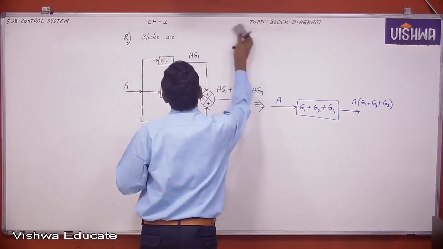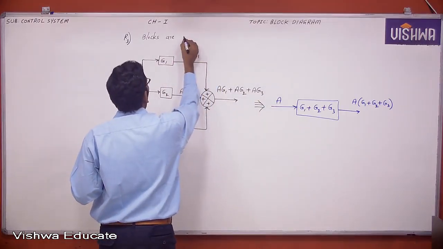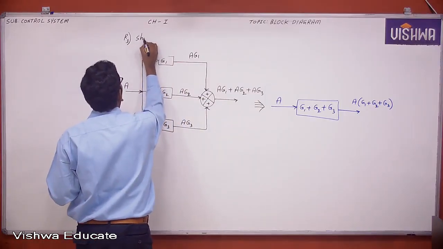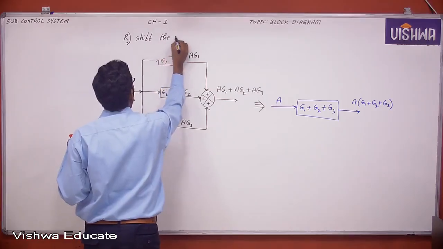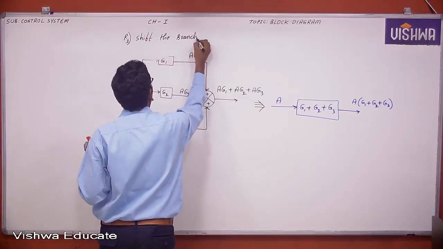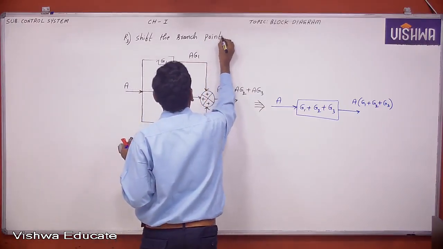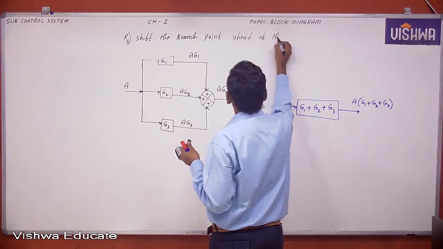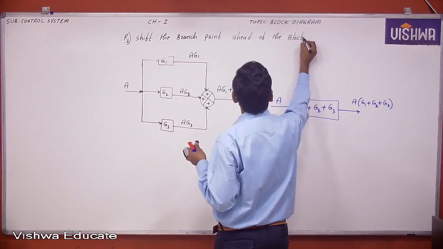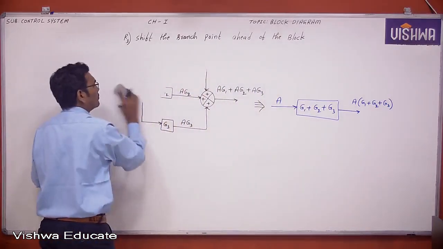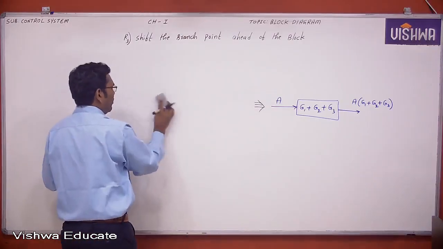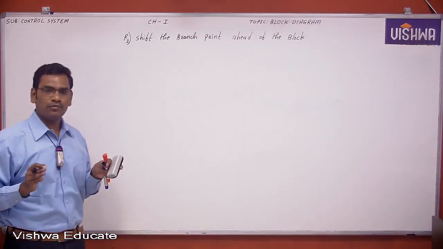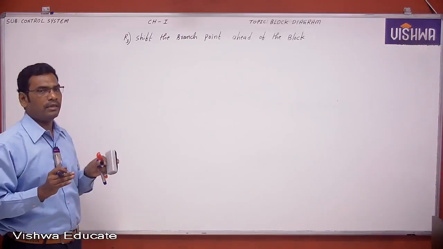Now, shift the branch point ahead of the block. Now if the situation is like this, what is the purpose of all these rules and regulations? You understand or not? These rules and regulations are useful to you to simplify the blocks, to minimize the blocks.